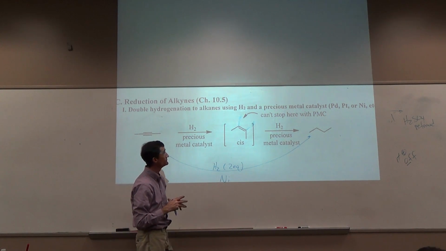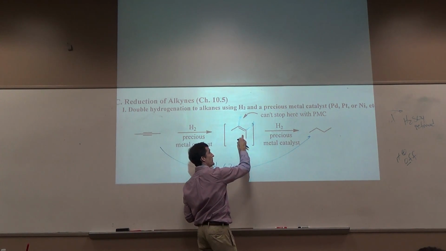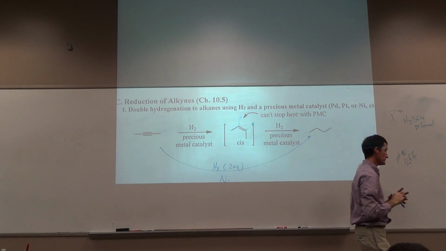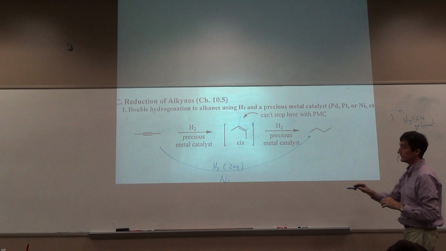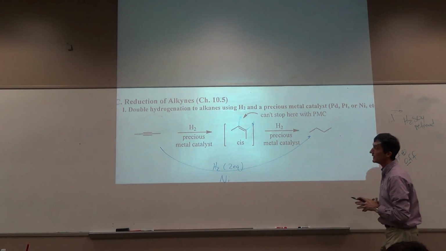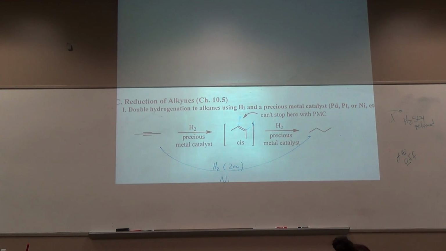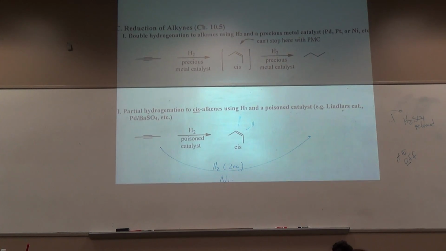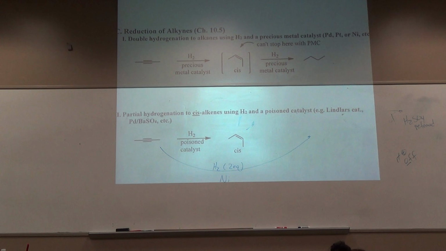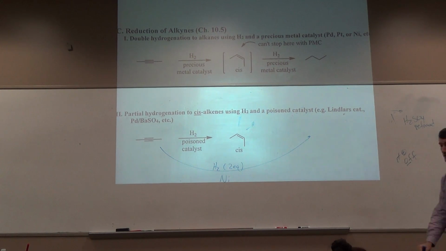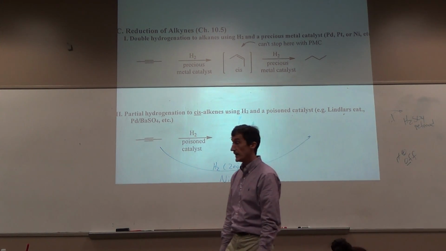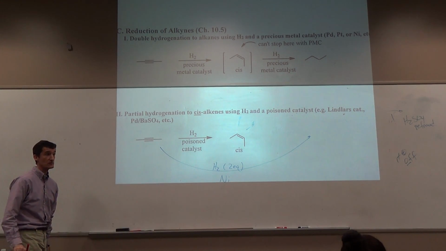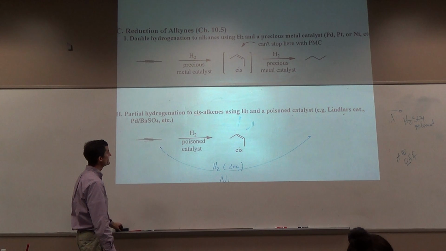Pretty straightforward. You typically can't stop here with a precious metal catalyst. You have to use two equivalents or excess hydrogen. That's another reason it's hard to stop there: it's hard to measure out a gas. It could be done, it's just not very convenient.